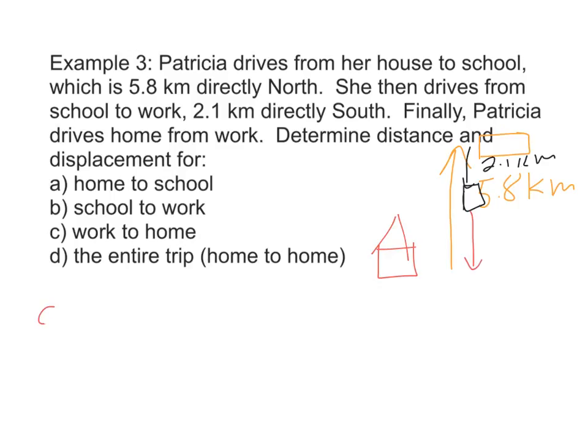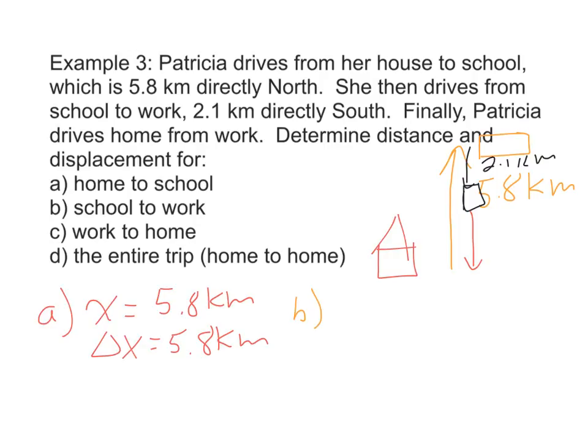So part A, home to school. Her distance x is equal to 5.8 kilometers. Her displacement, she is 5.8 kilometers from where she started, so displacement will also be 5.8 kilometers. Displacement in this case is positive because she's traveling north. North is up.